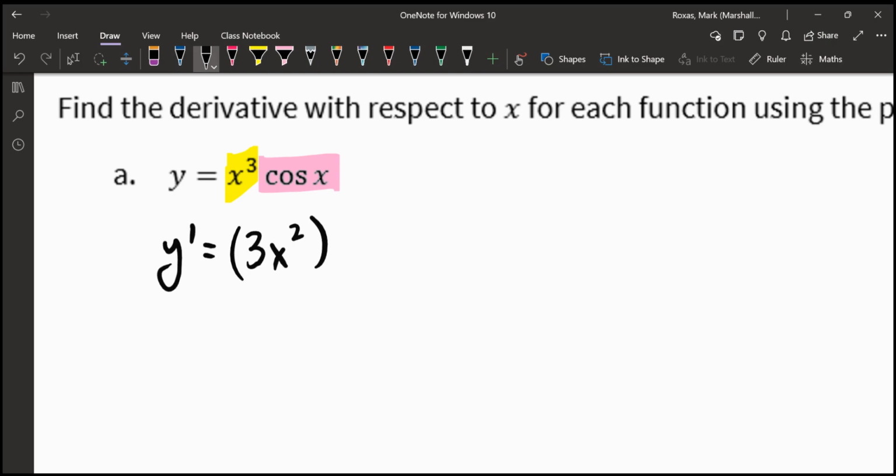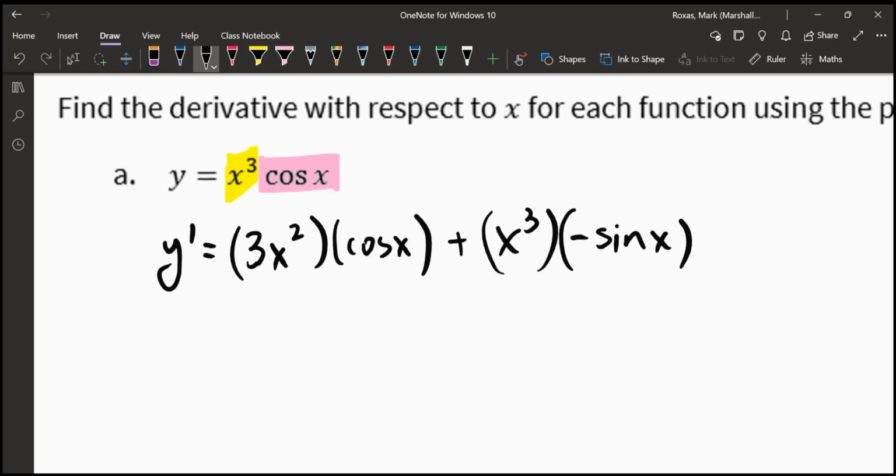Okay, times the second function, cosine of x, plus the first function, x cubed, times the derivative of the second function. The derivative of cosine of x is negative sine of x. Okay. Now, the question could be, well, do I simplify this?